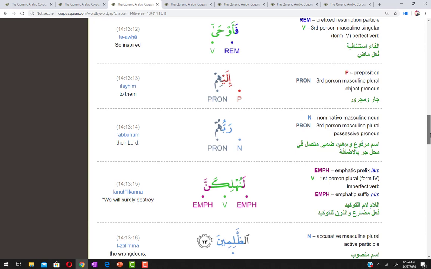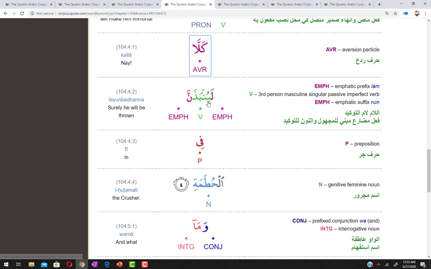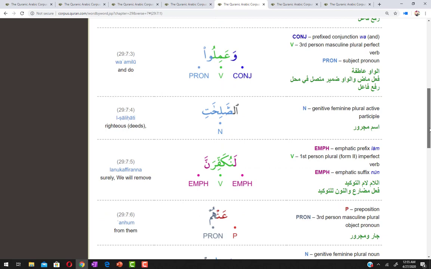Kalla layumbadhanna fil hutama. So here we have layumbadhanna. This is the majhul, the passive. Surely, definitely, he will be thrown in the hutama. Believe and do righteous deeds. Lanukaffiranna anhum sayyi'atihim. Surely, definitely, we will remove from them their evil deeds.